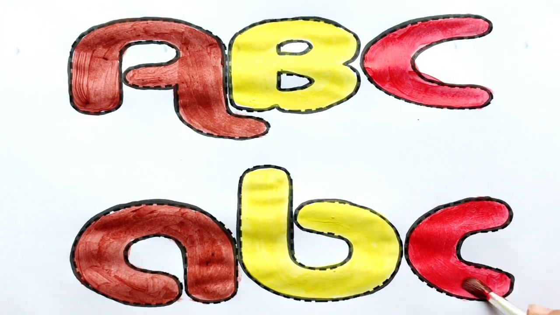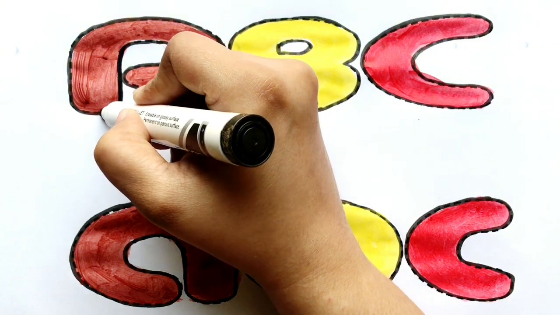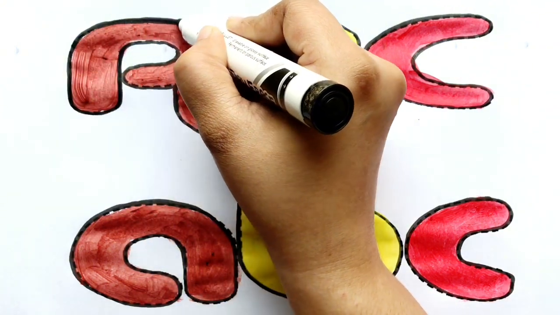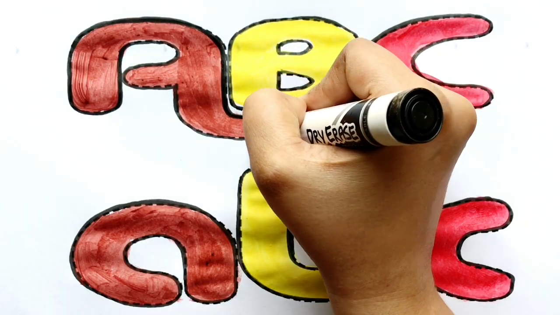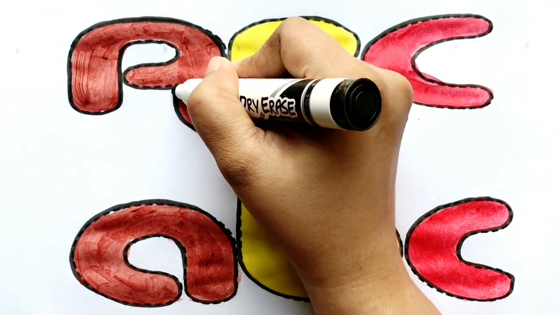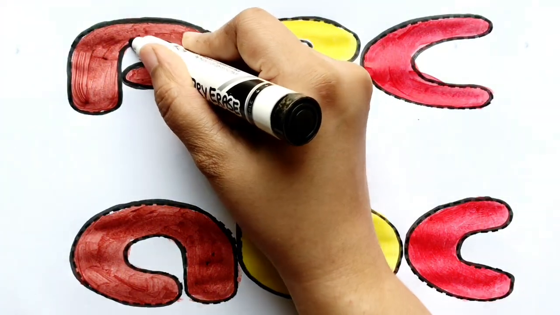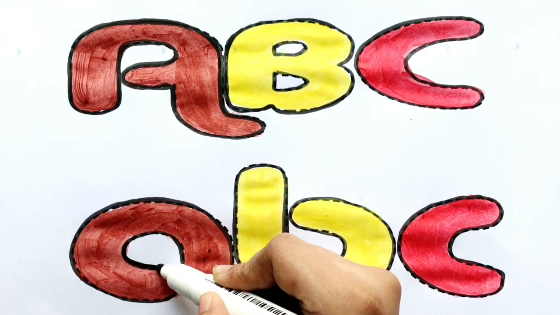Next time, won't you sing with me? A, B, C, D, E, F, G, H, I, J, K, L, M, N, O, P, Q, R, S, T, U, V, W, X, Y, and Z. Now I know my ABCs.